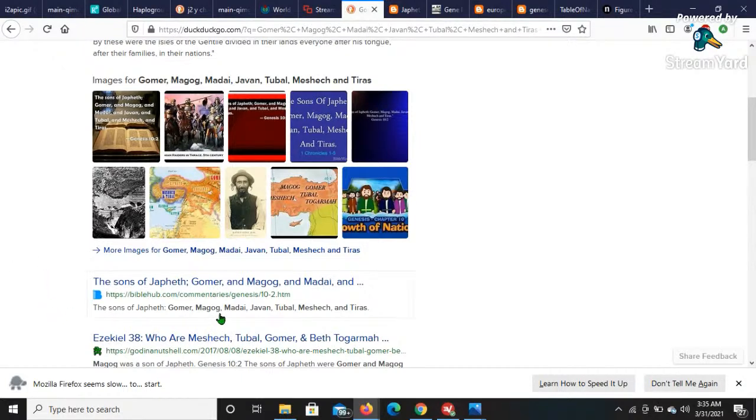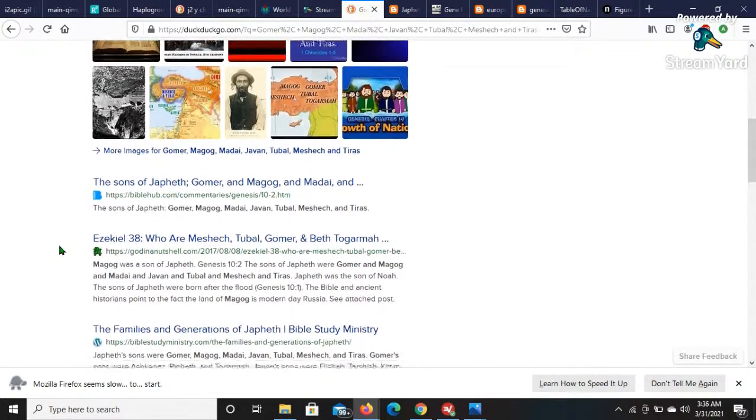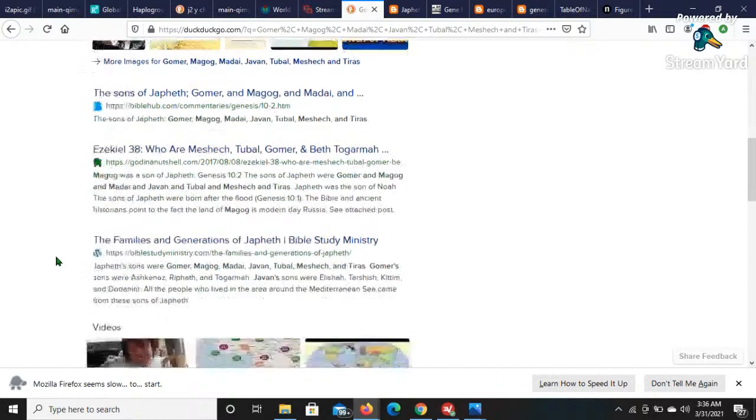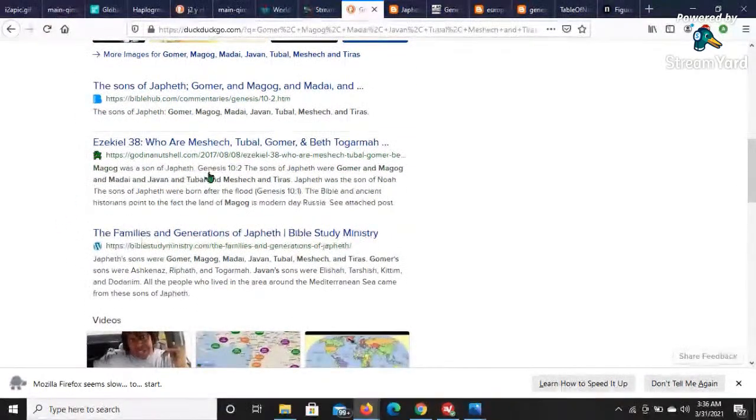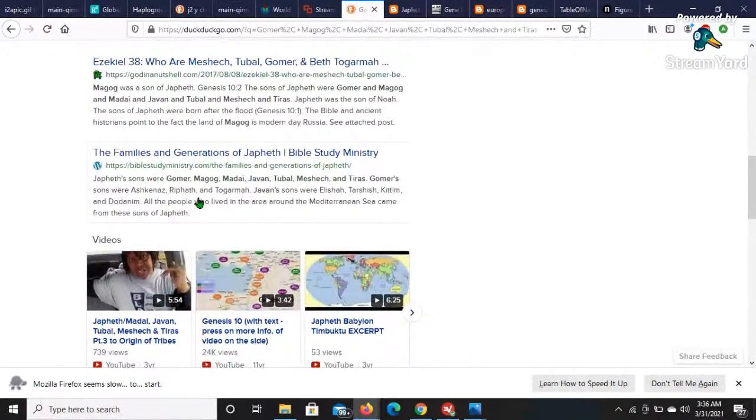Okay, sons of Japheth, Gomer, Magog. See, the Ashkenaz apparently are still living. Togmar, Javan, Elisha, Kittim, Dodam. See the peoples who live in the Mediterranean Sea. Okay, whatever.